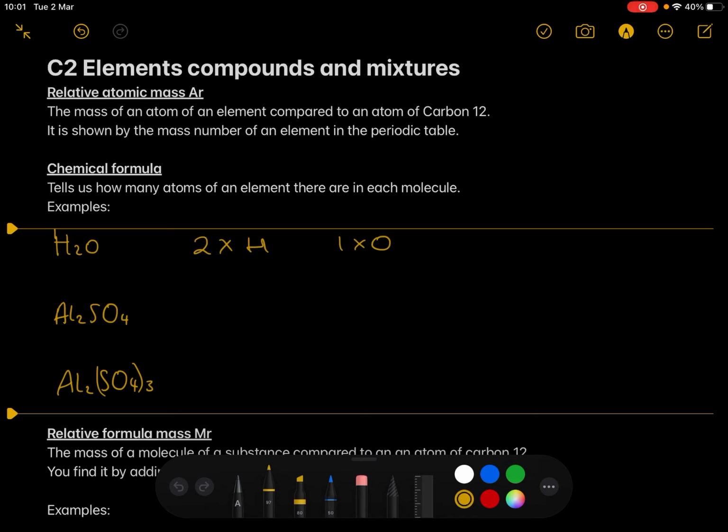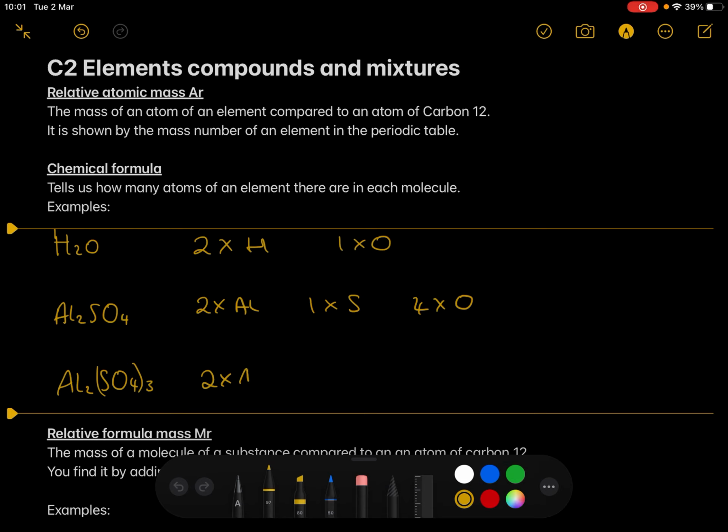Okay, next one, Al2SO4. So we've got 2 aluminiums, 1 sulfur, because you can hopefully see there's no number attached to it, and 4 oxygens. Hopefully this is fairly straightforward, you're remembering everything. Now let's do the next one.